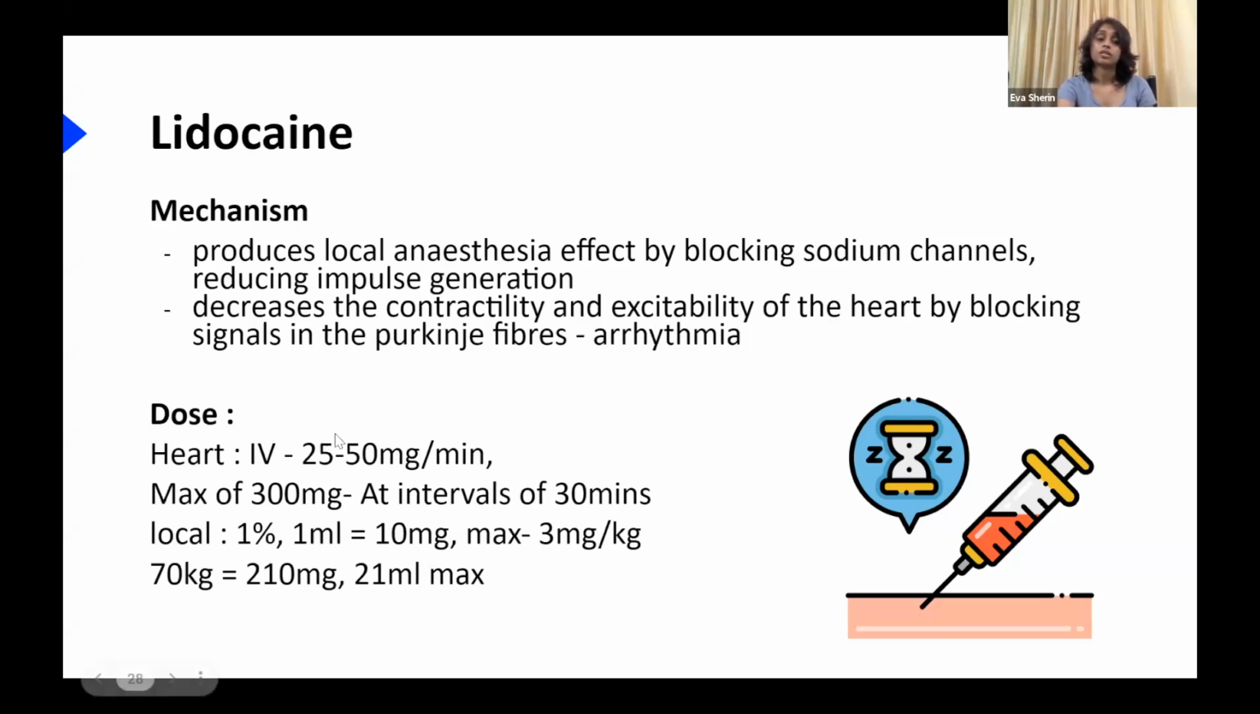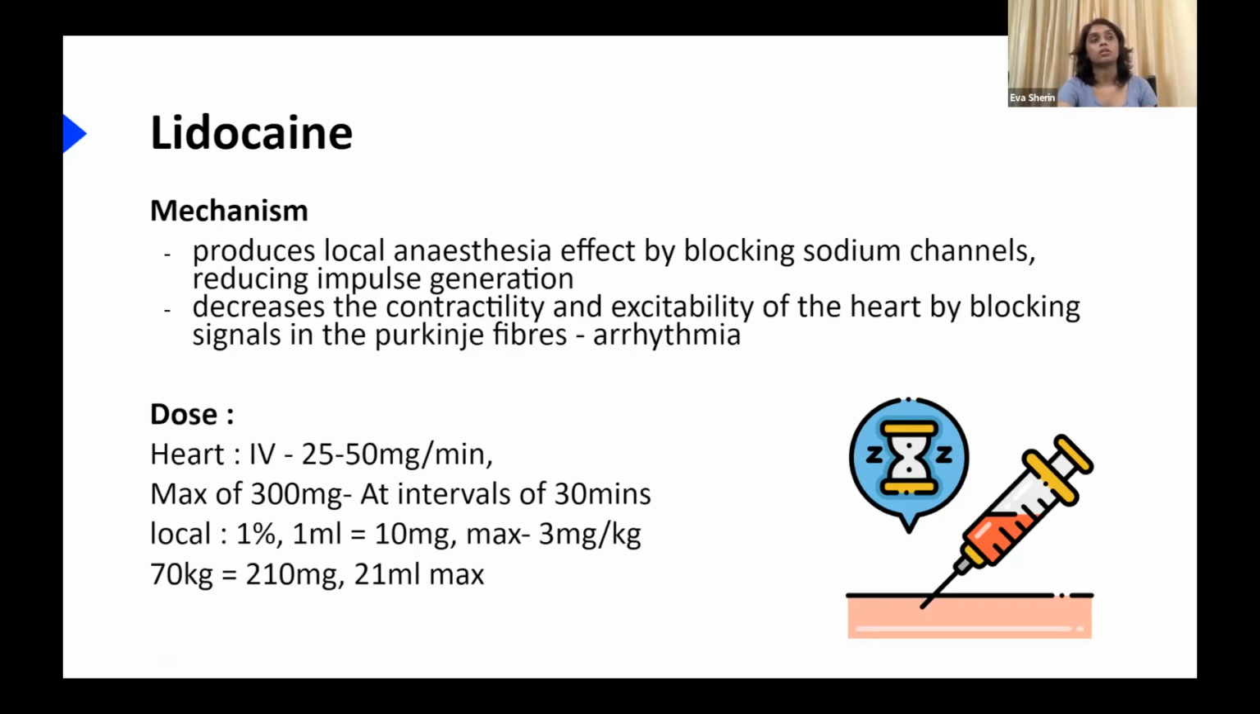IV, when you give it, is mainly for when it's used as an antiarrhythmic drug. So it's 25 to 50 milligrams per minute. Again, when you give it, you wait for 30 minutes, see how the patient's heart rate is coming down, and then give the next dose. You can only give a maximum of 300 milligrams. So keep an eye out and make sure you time the doses properly, that you don't give it too early or too late, or proper concentration might not actually be achieved in the blood.